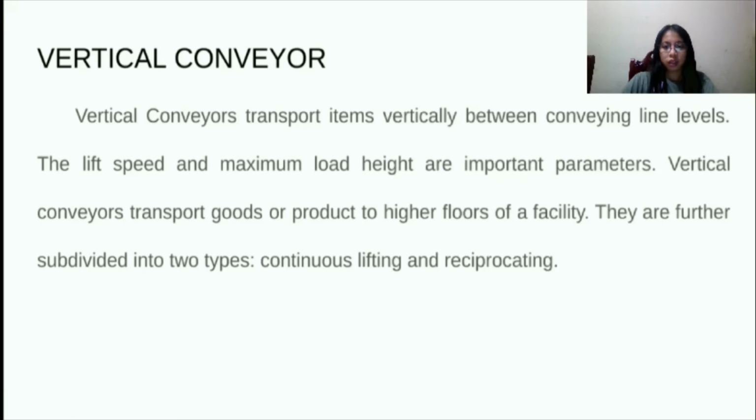Vertical conveyors transport items vertically between conveying line levels. The lift, speed, and maximum load height are important parameters. Vertical conveyors transport goods or products to higher floors of a facility. They are further subdivided into two types, the continuous lifting and reciprocating.